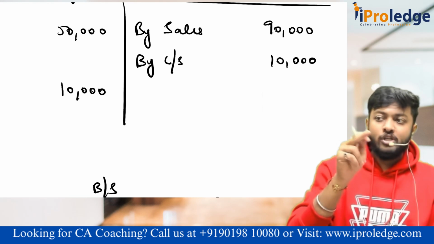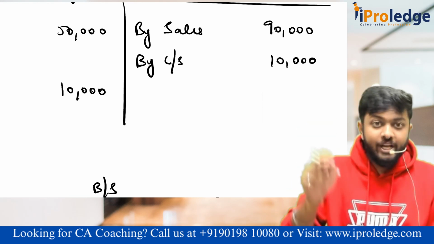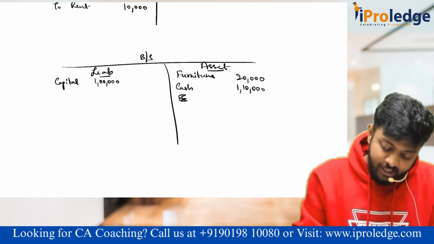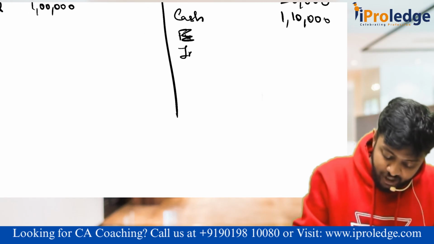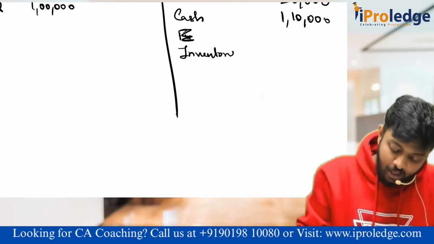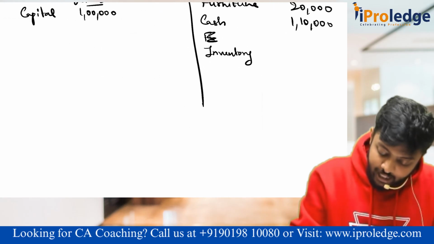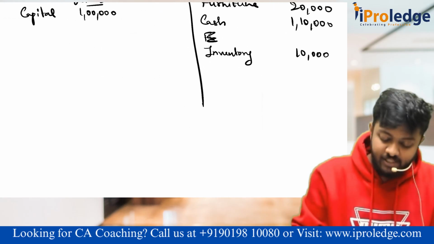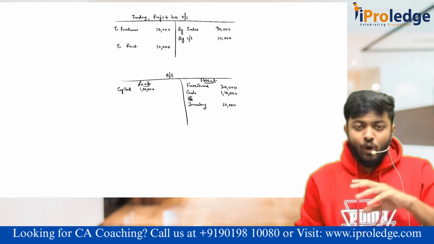You should not forget, closing stock is an asset. The balance of an asset should be taken to the balance sheet. That's why this will also come in the balance sheet. 10,000. Done guys. The closing stock also I incorporated.